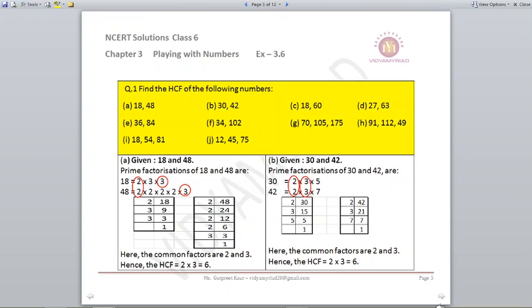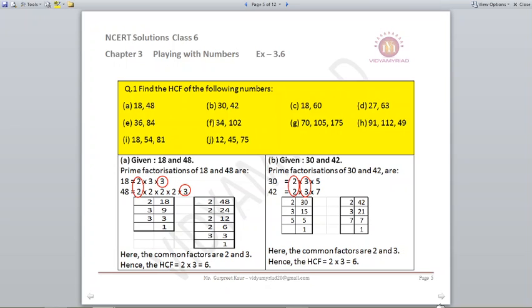Again 3 will go on what? 3 only. 3 1s are 3. Like that you will solve all the questions. Same way, when you do 48, you get the factors as 2 into 2 into 2 into 2 into 3. There are four 2s and one 3. And if you try to find the common in both, you have one 2 and one 3 in both the numbers. So the common factors are 2 and 3, and so the HCF will be 2 multiplied by 3, which is 6.